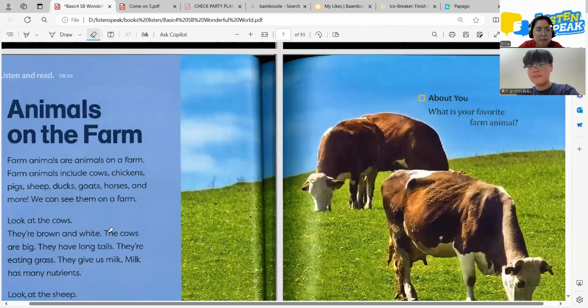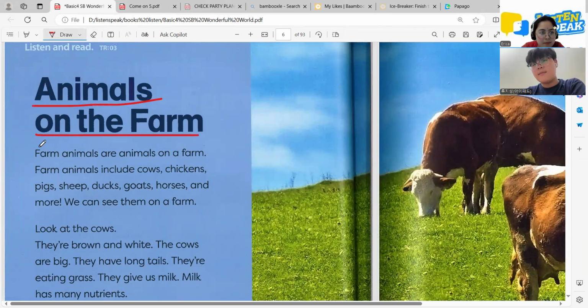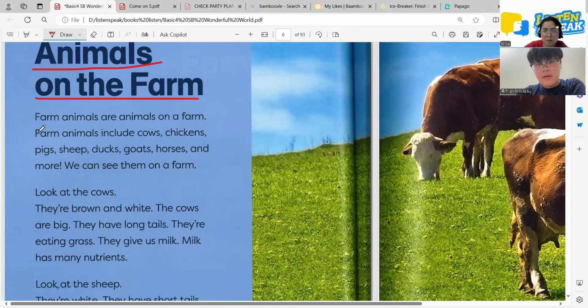Okay, now please read animals on the farm. You may start. Farm animals are animals on a farm. Farm animals include cows, chickens, pigs, sheep, dogs, goats, horses, and more. We can see them on a farm.